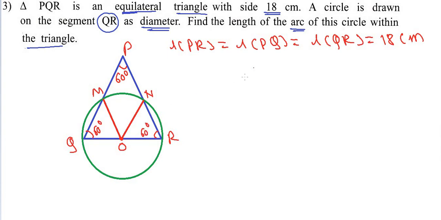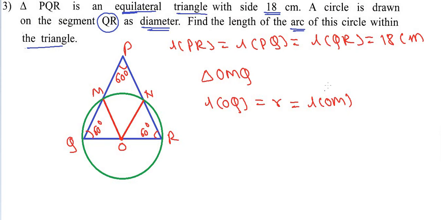Now observe triangle OMQ. In triangle OMQ, what is length OQ? Length OQ equals the radius of the circle, because O is the center and Q is a point on the circle. What is length OM? Length OM is also the radius of the circle because O is the center and M is a point on the circle. Now there is the property of a triangle: the angles facing equal sides are also equal. So angle opposite to OQ, which is M, must be equal to angle opposite to OM, which is Q, which is 60 degree. So let us write it here.